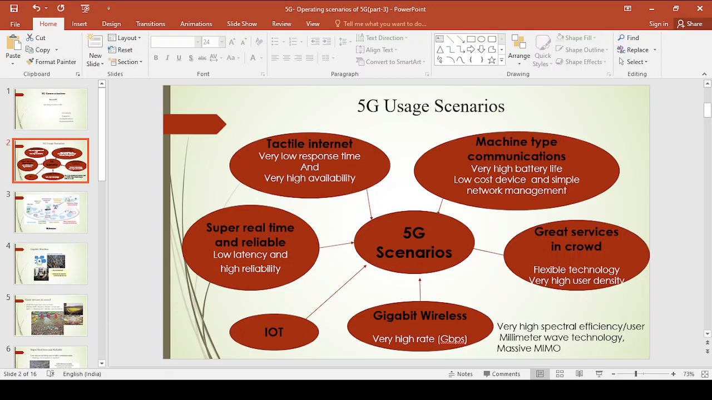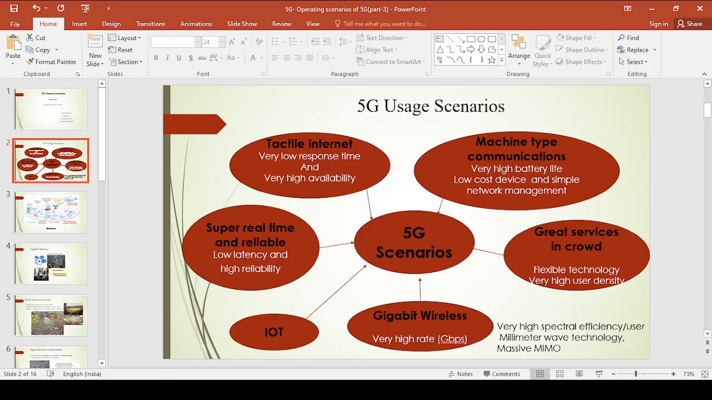Now coming to the machine type communication. What is machine type communication? Communication is between machine to machine. That means there won't be any user interference or human interference. Now this machine type communication has some features like very high battery life, low cost device, low complexity, simple network management. These are some features that are to be supported by the machine type communication.